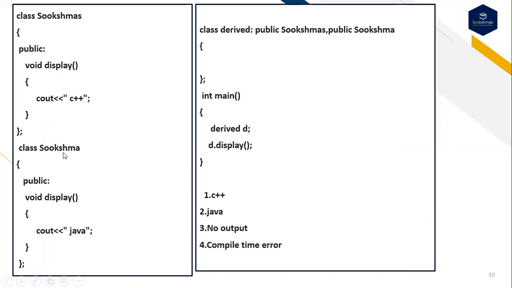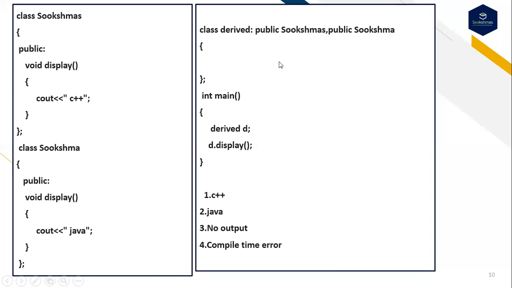And this is one more class called class Sookshma. Here we also have the same function with a different implementation, where we are trying to display Java with the help of cout. And this is the class called class derived. Okay, multiple inheritance: public Sookshmas, comma, public Sookshma.